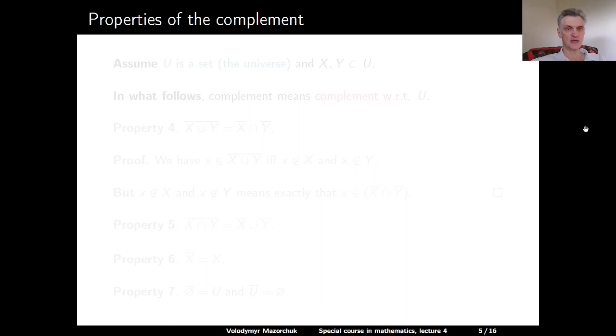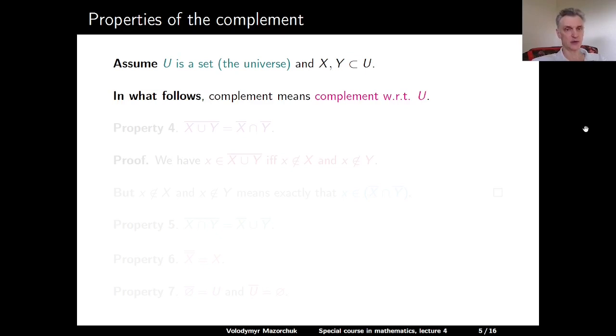Next, let us talk a little bit about the properties of taking the complement inside the Boolean. Assume that U is a big set, which we call the universe, and that X and Y are two subsets of U. And on this slide, by complement, we will always mean the complement with respect to U.